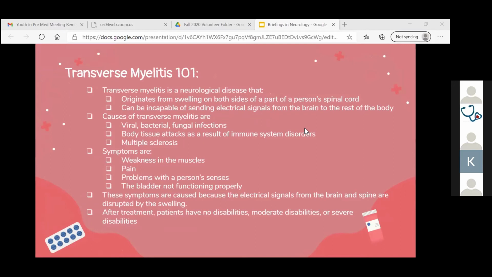Other causes of transverse myelitis can be viral, bacterial, and fungal infections, body tissue attacks resulting from immune system disorders, or even other neurological diseases such as multiple sclerosis.